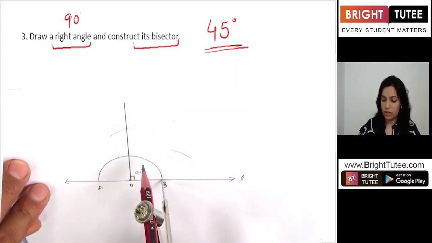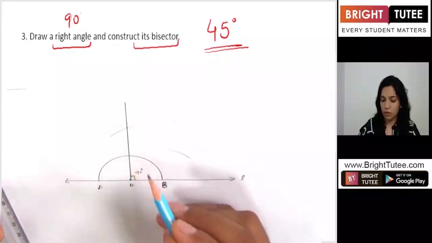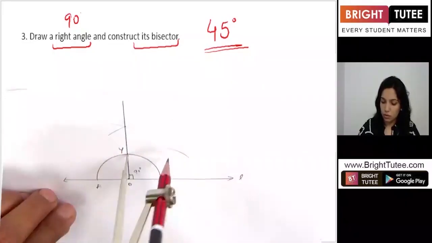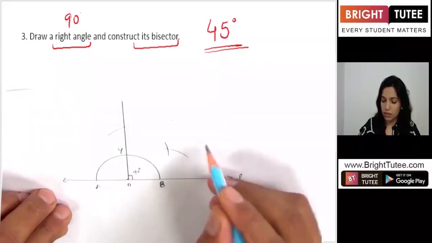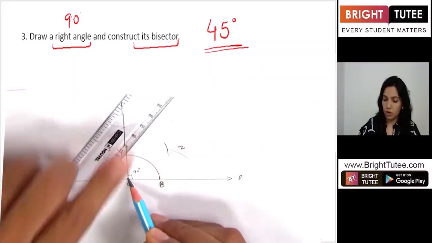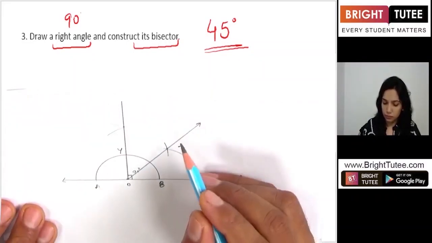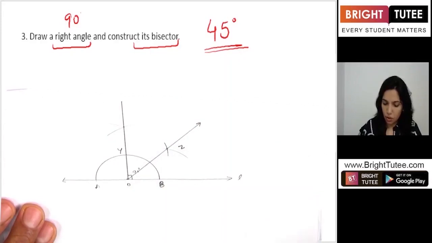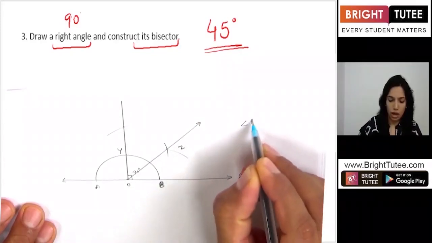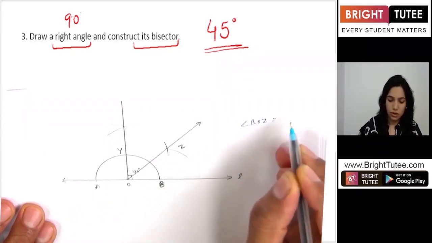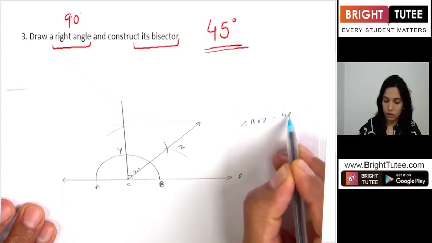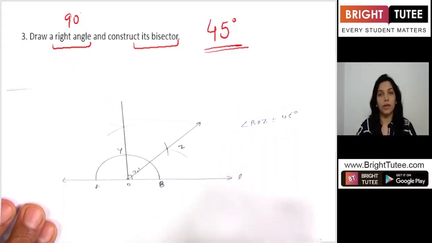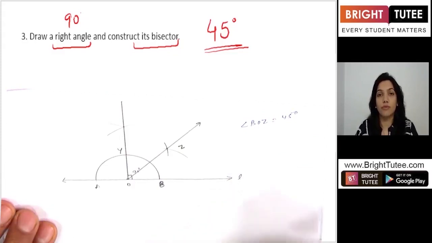Keeping the point at X, you draw an arc. Keeping the point at Y, you draw another arc. Let's say it's meeting at point Z. Okay. So now you have got angle BOZ equals half of 90, so it is 45 degrees.